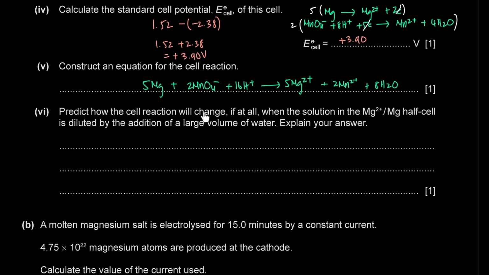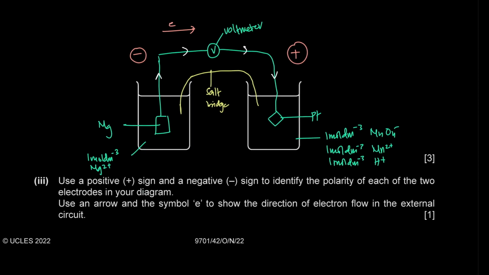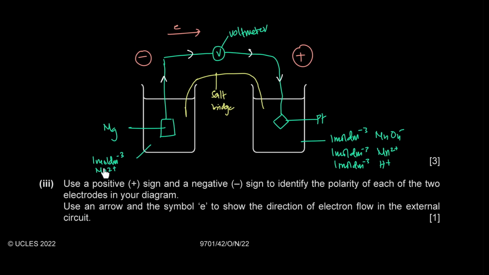Predict how the cell reaction will change, if at all, when the solution in the Mg2+/Mg half cell is diluted by the addition of a large volume of water. Explain your answer. Now, if I add a very large amount of water to this half cell, the concentration of Mg2+ will decrease, right? The solution concentration will decrease because we're diluting this solution.